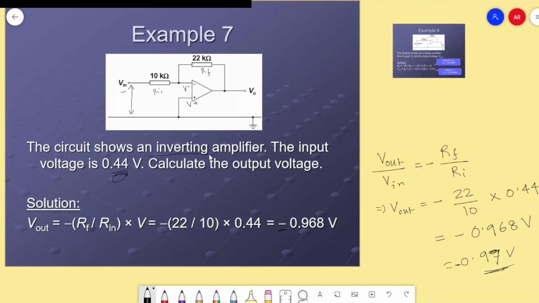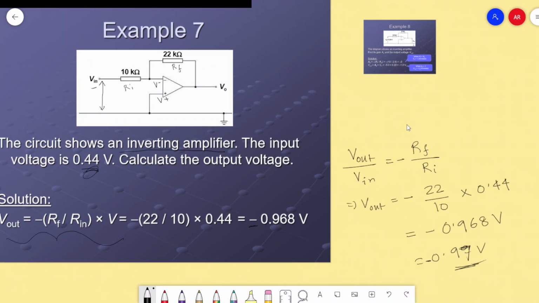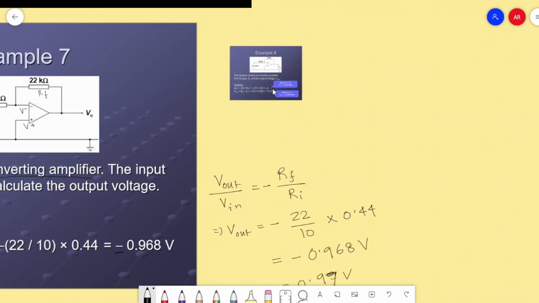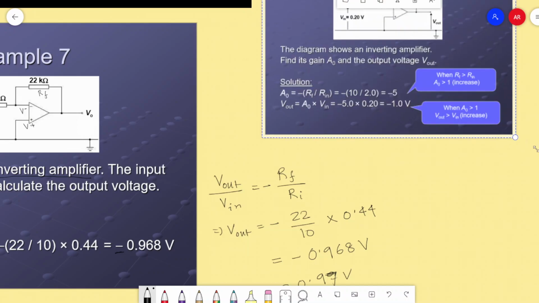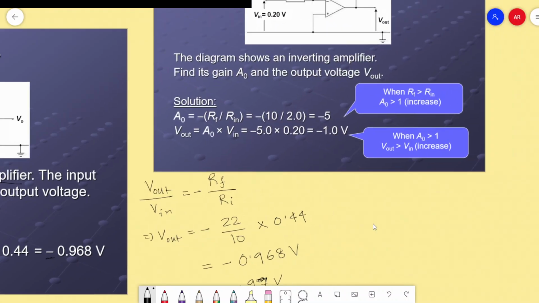The question might not tell you that it is an inverting amplifier. You have to figure it out. Is it inverting, non-inverting or open loop? Based on that, you have to apply the equation. Right now we know the equation, so we directly put the values into it. But when you have questions from this entire op-amp chapter, you will have to figure it out yourself.